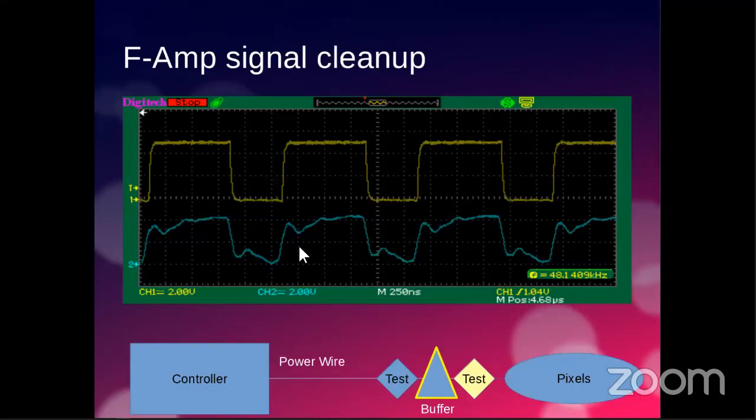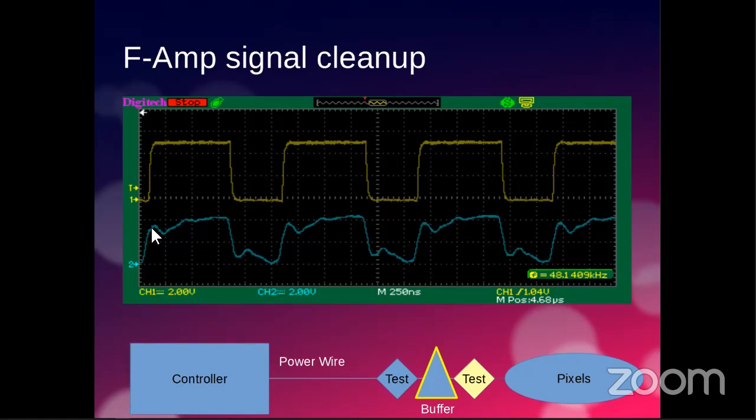Here is a slightly different test. So here I've taken the power wire. I've got a test point. The blue test point is before it goes into the null buffer, and the yellow test point is after the null buffer. So you can see how it cleans the signal up. And so you can see that it detects it early, it squares it right up, and it drops away pretty immediately as well. Now, these are 2 volts per division.